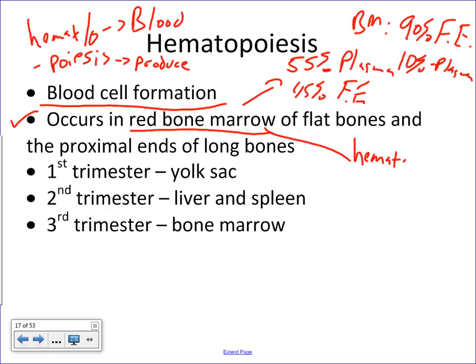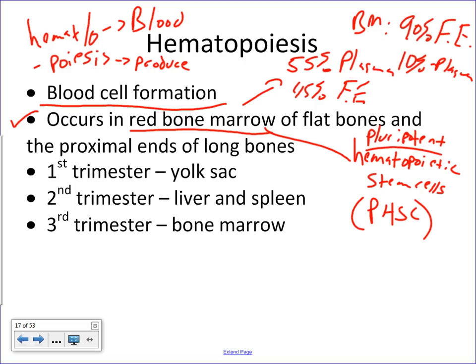hematopoietic stem cells. Or even more specific than that, pluripotent stem cells. They're called PHSCs. Pluripotent. These are stem cells that have a lot of potential for differentiation. Remember, when I say the word differentiate, you should think specialized.